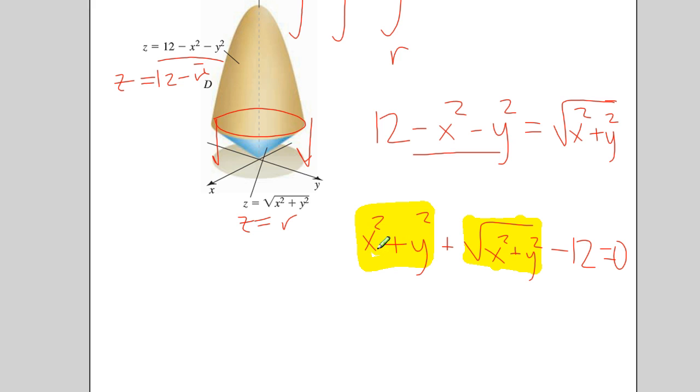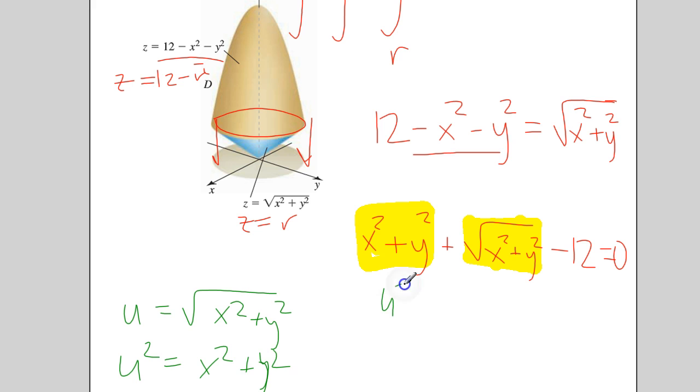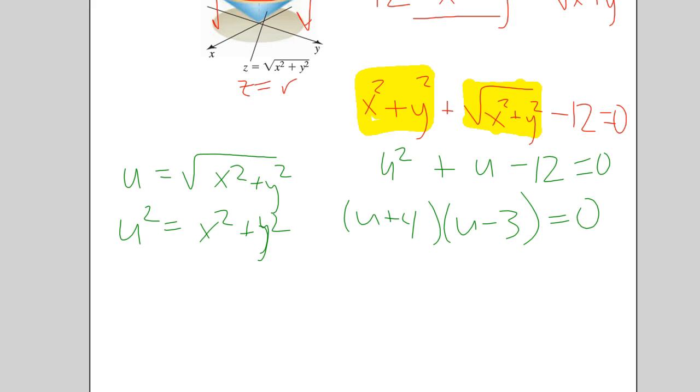So this is what we call quadratic in form. If I let u equal the square root of x squared plus y squared, then u squared is equal to x squared plus y squared. Right? And I end up with u squared plus u minus 12 equals 0. And so I can factor that. So I get u equals negative 4, or u equals 3.